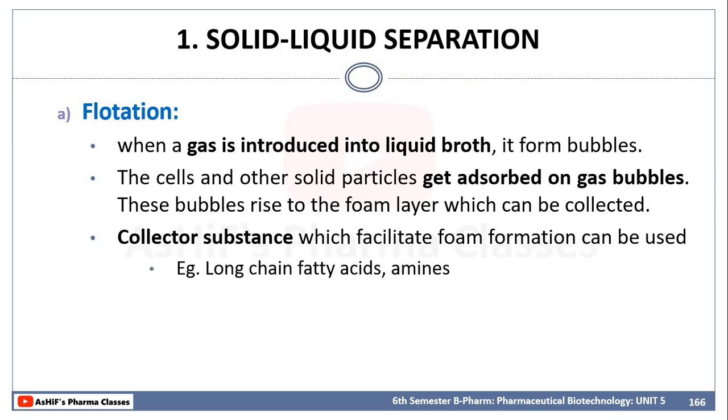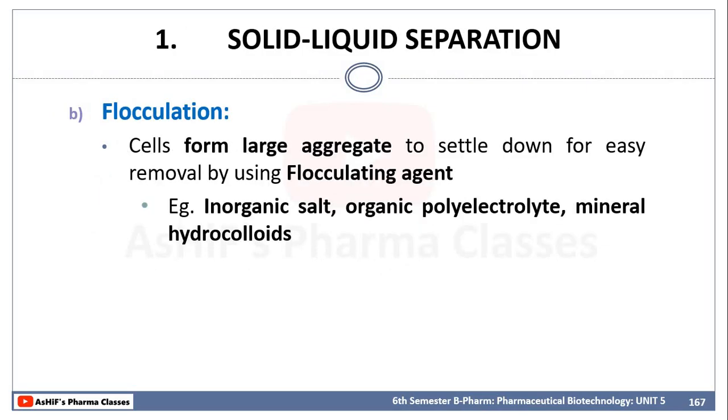So that is the first method for solid liquid separation, flotation, by introducing gas into a liquid culture or liquid broth. It will form bubbles, so the substrate will get absorbed into these bubbles and it can be easily removed. And the second one is flocculation.